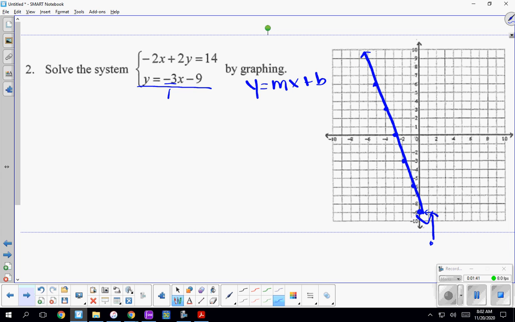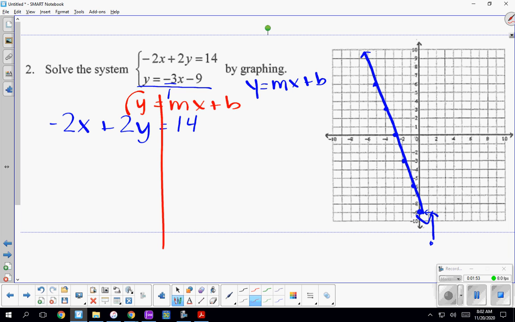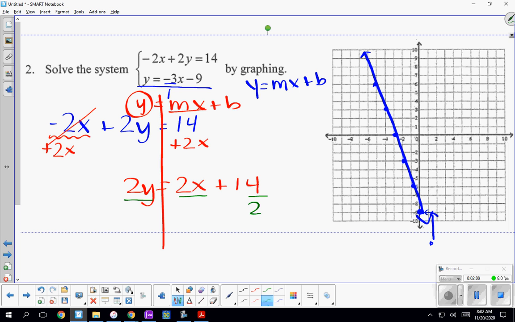And then the second one here, we need to get y by itself. Remember, make a template for yourself. We need this to look like y equals mx plus b. On this side, all we want is y, and we want a number and an x on the right-hand side. So we're going to take this to the other side. We add 2x to both sides, and we get 2y equals 2x plus 14. Finally, we divide every single thing by 2, and we see that y equals x plus 7.